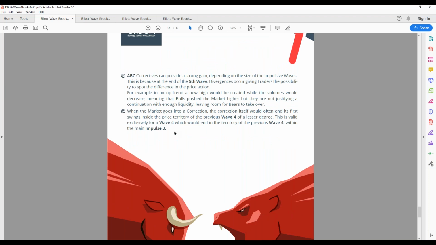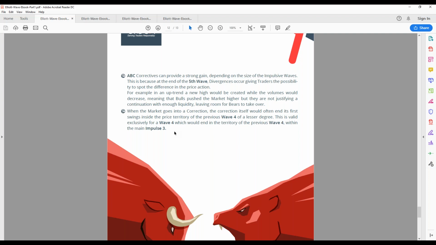Now, moving on, the ABC corrective legs. Usually, let's say for instance, wave A would terminate its last swings within the price action territory of wave 4 of the previous, of a larger degree. Wave B would correct 50%, 61.8 usually, but it is known to overshoot, right? Reaching up to 78.6, but even exceeding the start of A.